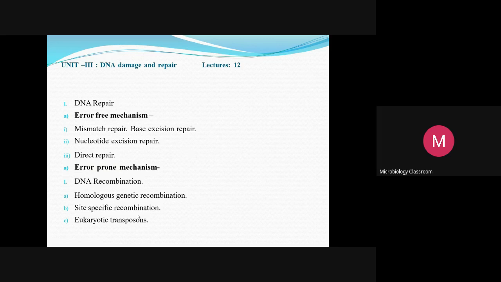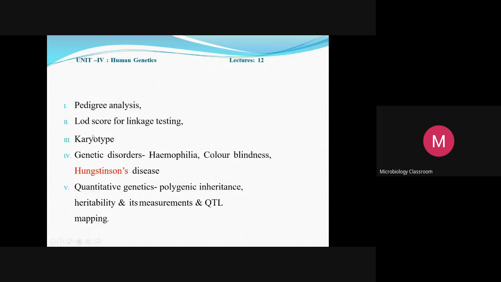And after that, unit number 4 is human genetics. In this human genetics, the first point is pedigree analysis. So pedigree analysis, this point is also very important, and genetic problems related to pedigree analysis are very important. According to the different exams, some analytical questions are asked in this pedigree analysis.